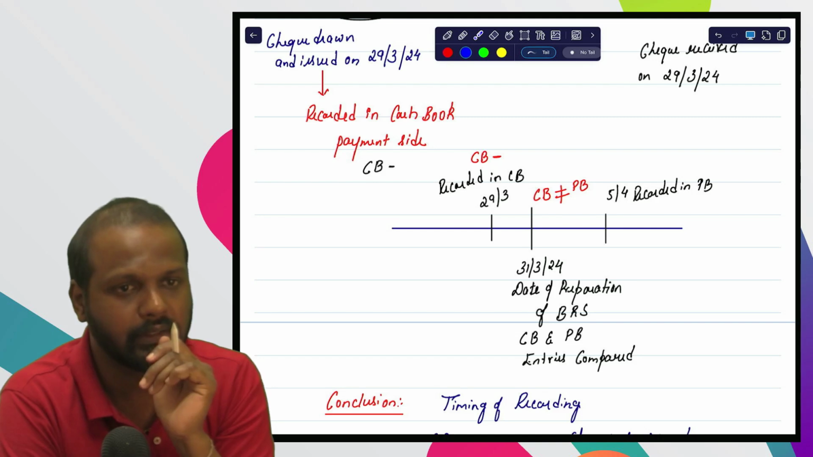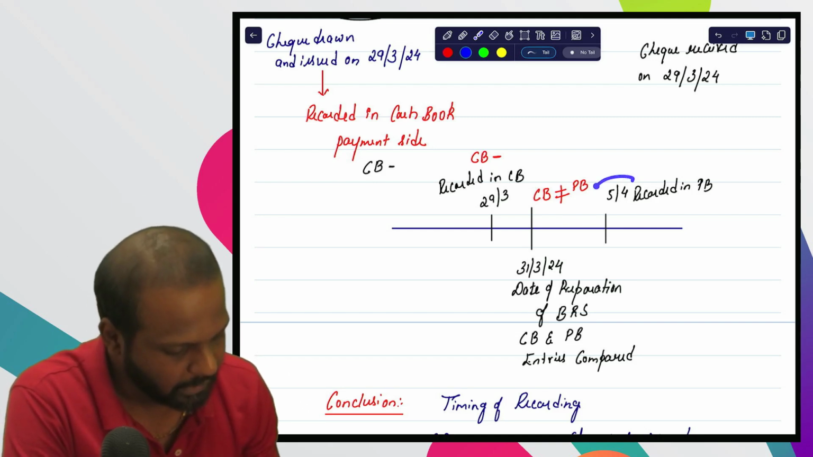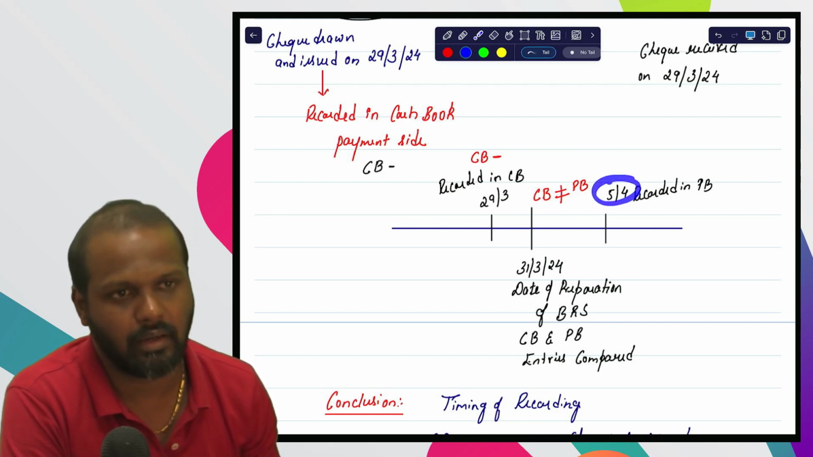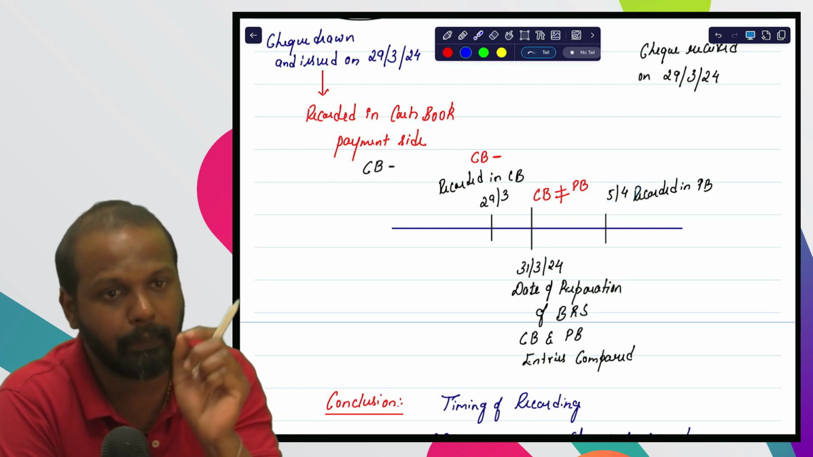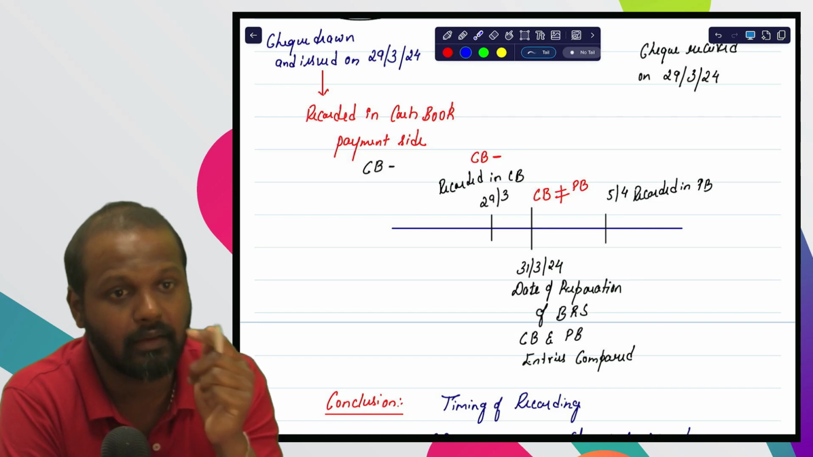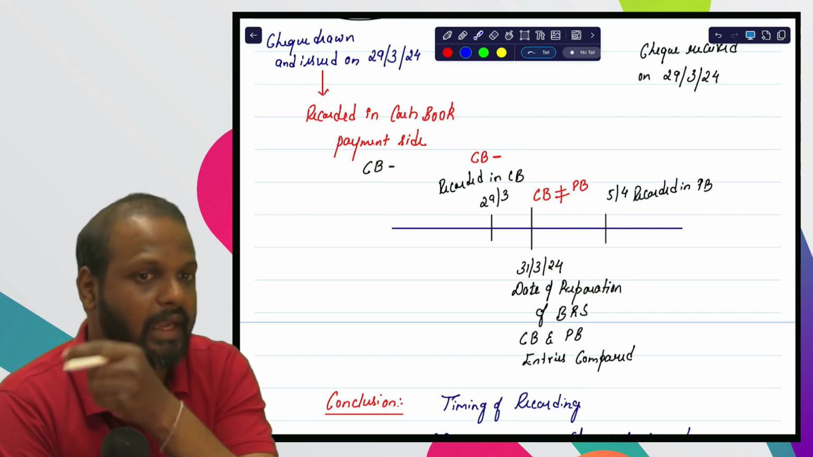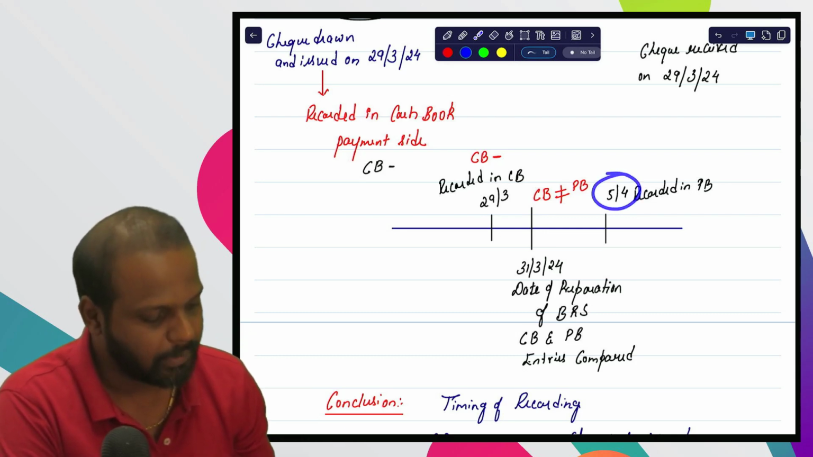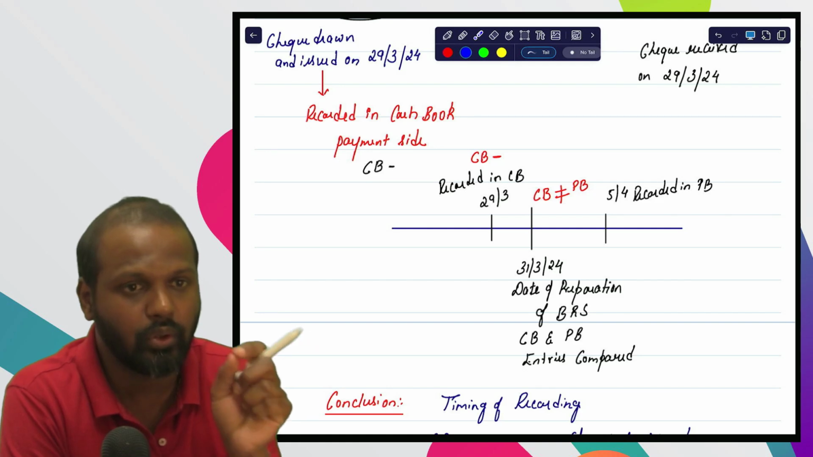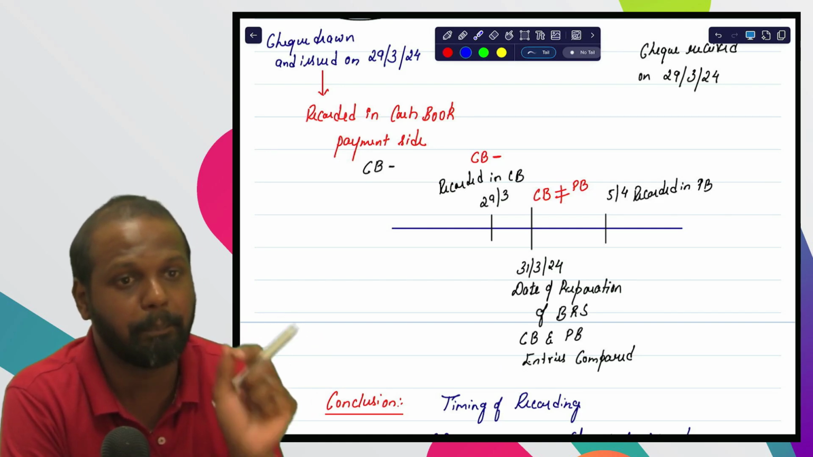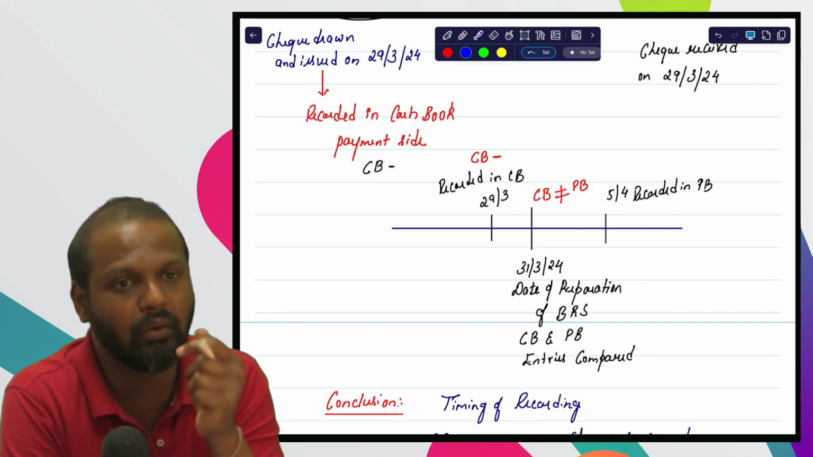30,000 payment my bank has done. And let us say my bank has done the payment on 5th April. So my passbook entry will come on 5th April. My bank is going to do the entry in the passbook on 5th April, the day when they have made the payment of the check.